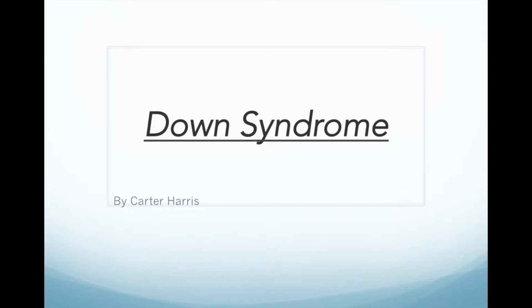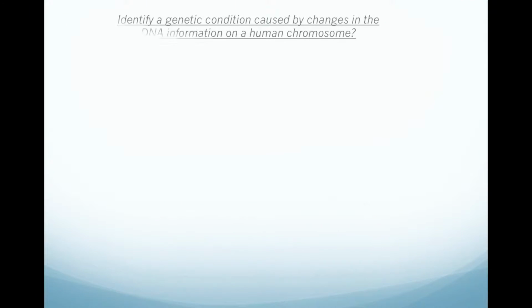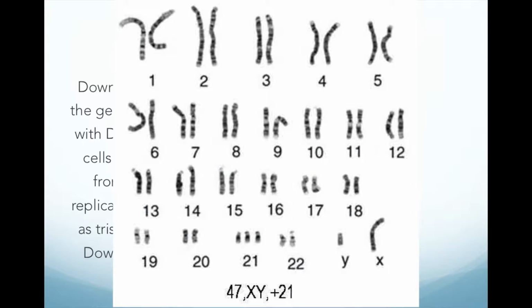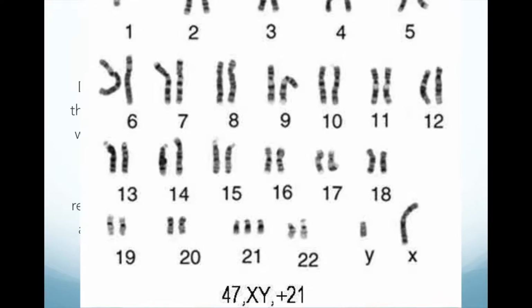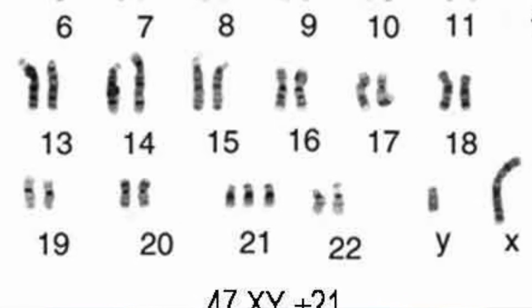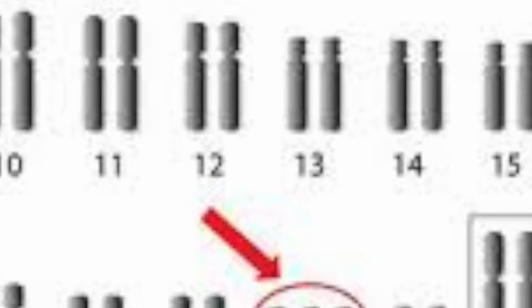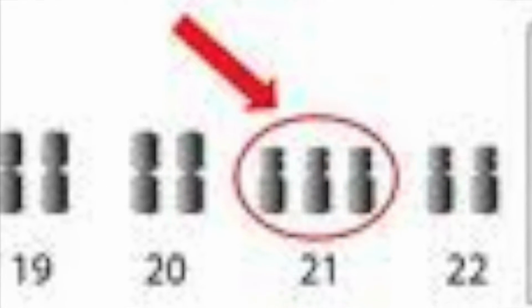Down syndrome is a genetic condition caused when the genetic information structure is changed. People with Down syndrome have 47 chromosomes in their cells instead of 46. The extra chromosome comes from chromosome 21, in which an extra copy is replicated. This is why Down syndrome is also known as trisomy 21, because trisomy means three bodies. Down syndrome is the most commonly occurring chromosomal condition.